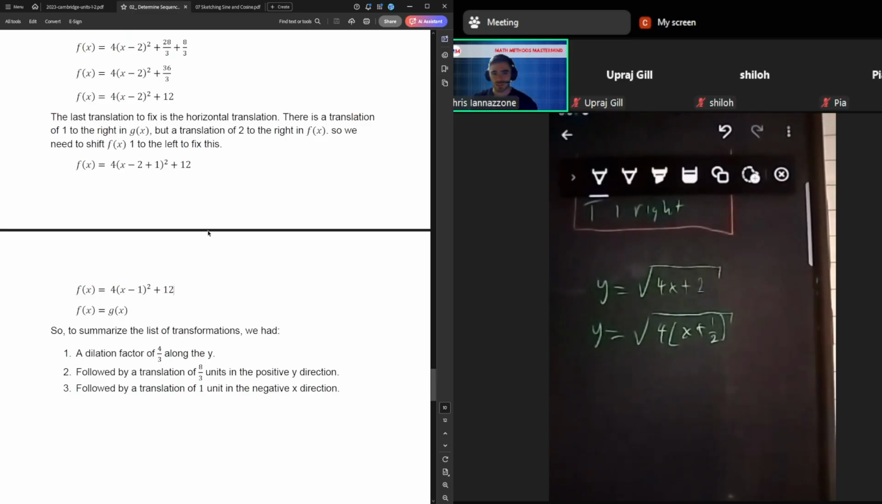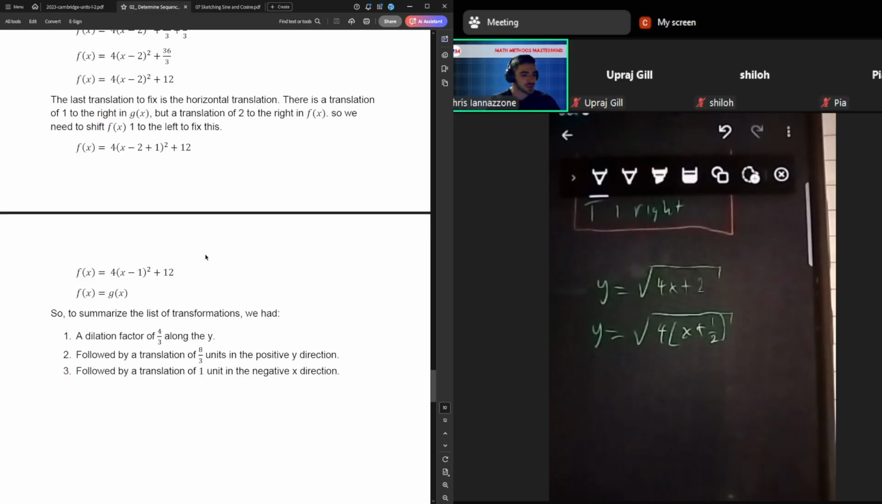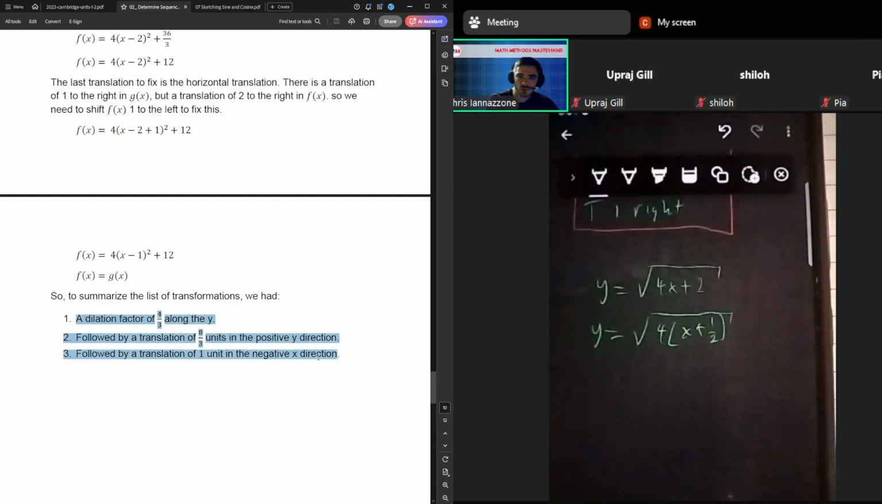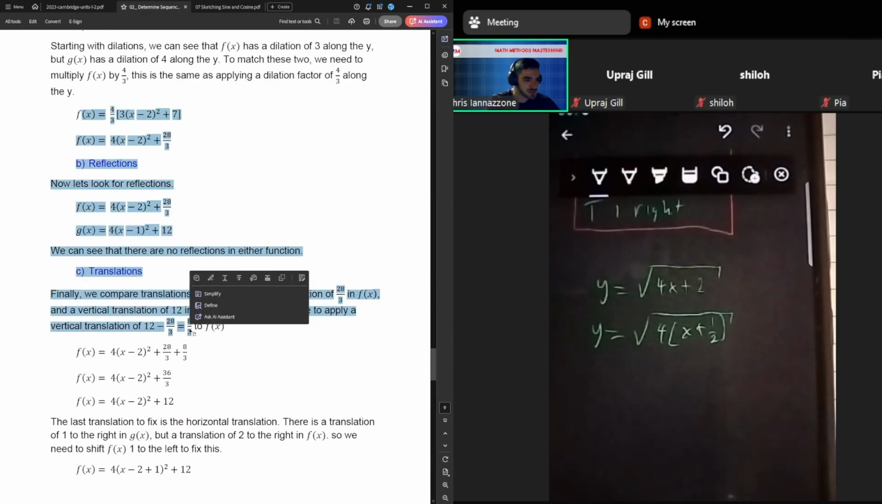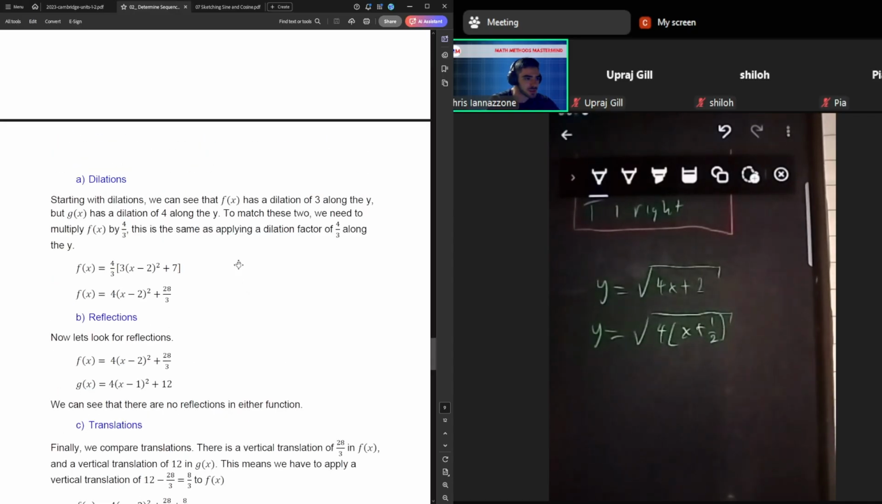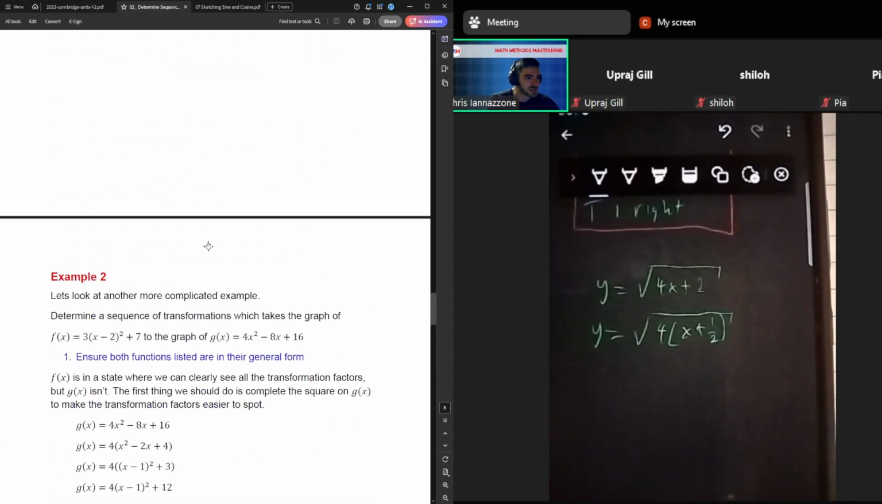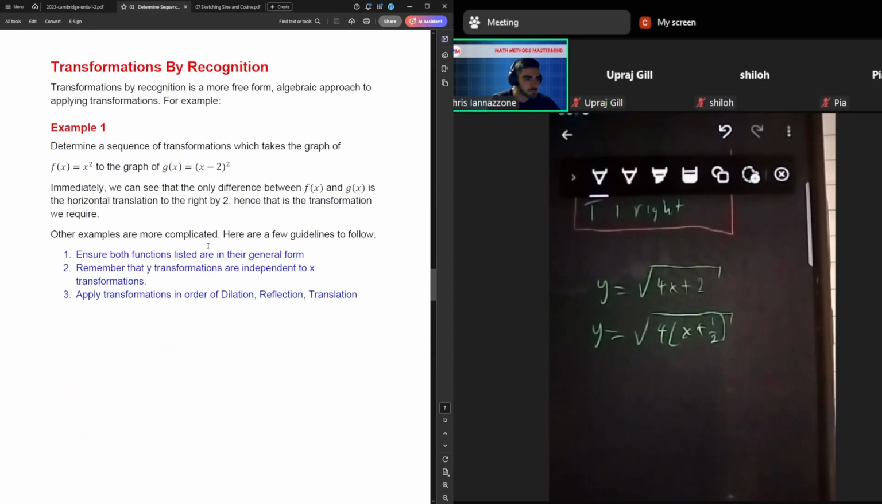All in all, there's an algebraic approach to doing that. And then you just summarize a list of what you just did, which we started by dilating by 4/3. We translated 8 over 3 in the positive y and 1 unit in the negative x. That's working with the function specifically. If you prefer doing algebra, I've found the point form has been better, in my opinion.